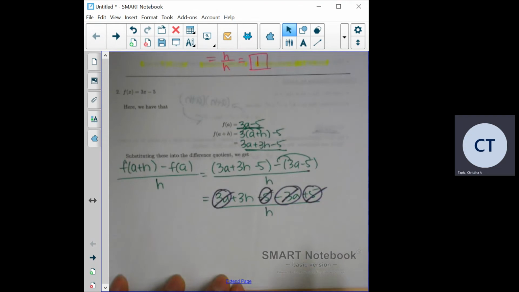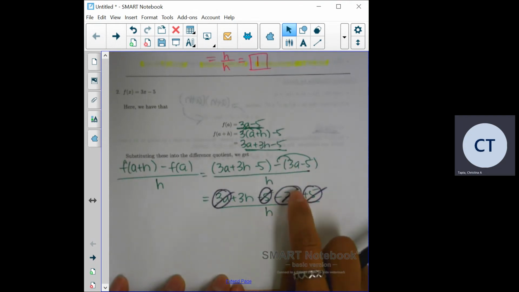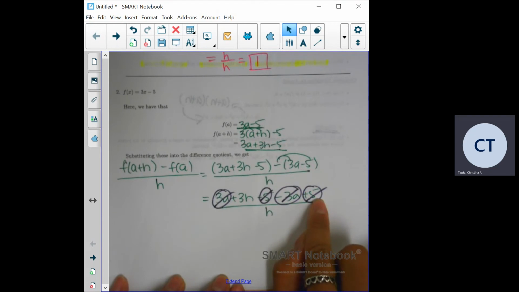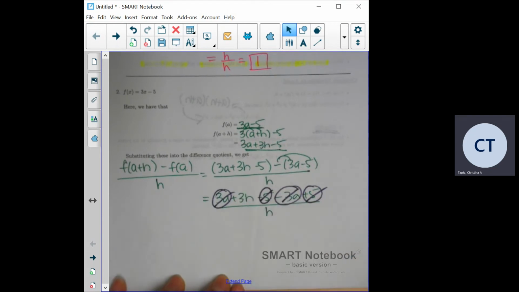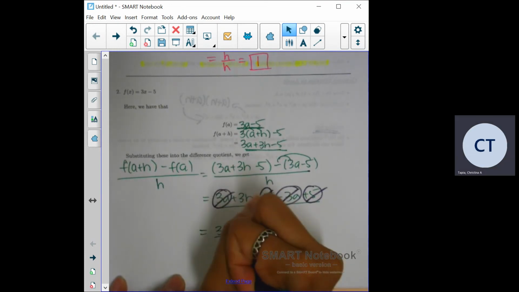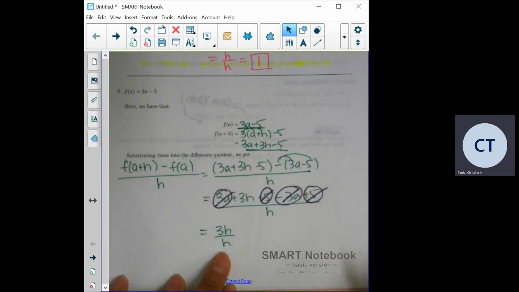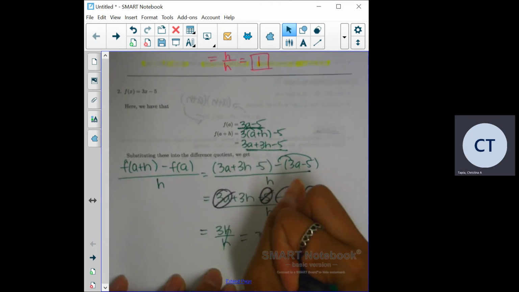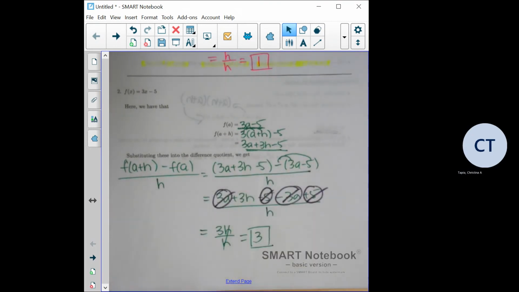Just like I said on the first page, after you distribute in your numerator, you should have all of the f of a or f of x completely gone. So you should only be left with h's in your numerator. So I'm going to have 3h over h. What happens to the h's? Your answer is 3. That's all we're doing. So all I need you guys to do is simplify first and then see if anything can cancel. We're going to look at example 3 next.